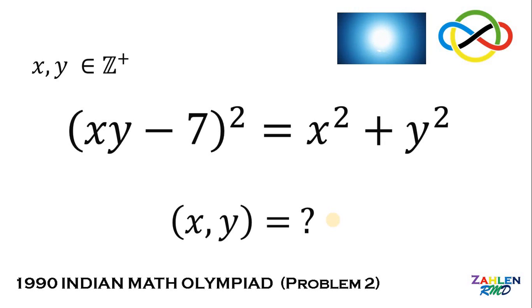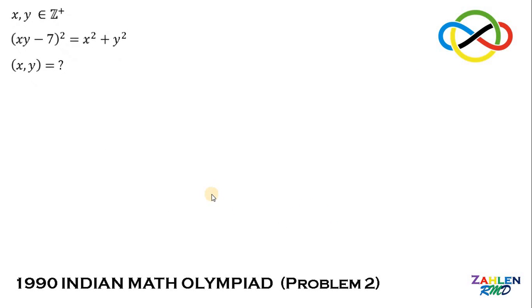Time's up. Now, let's answer this question together. First thing to take note is x and y must be both positive integers. So, if we get the value of x and y equal to 0, this is not possible. And if we get negative values for x and y, this is also not possible. Now, the question is, how are we going to answer this question?